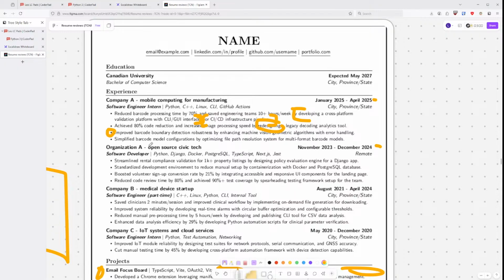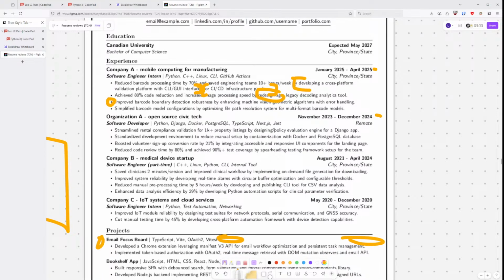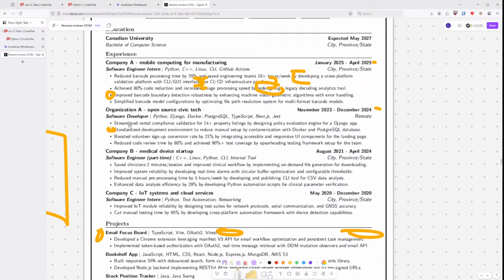For me, I find it a bit unbelievable that you can add error handling and that would increase the boundary detection robustness. You know what I mean? Your points here aren't really cohesive. I'll skip that. Okay, part of listings Django, Docker, Postgres. So for example, this point here is useless because you already have Docker and Postgres in this header. So this point communicates no information.